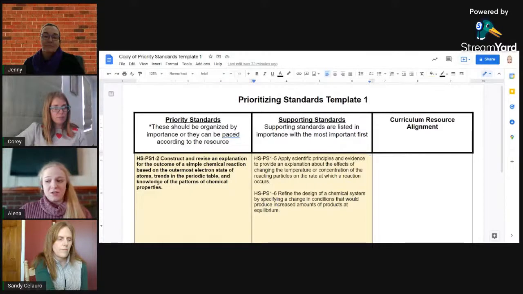And if I were teaching this as a unit, I would absolutely include all of these things together as part of that unit. But when it comes down to it, in jump rope and reporting out, I'm really reporting out on what all students need to know and demonstrate, which in this case is that they can construct and revise explanations for chemical reactions.